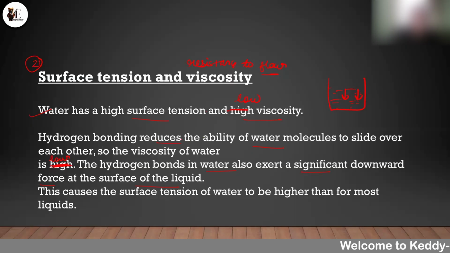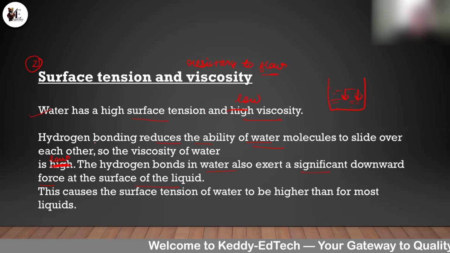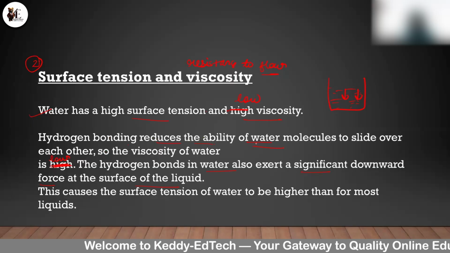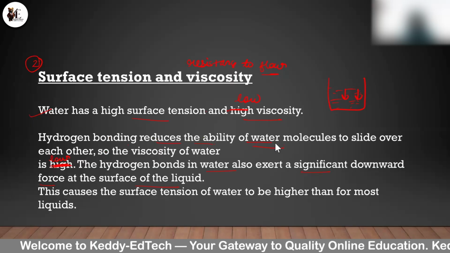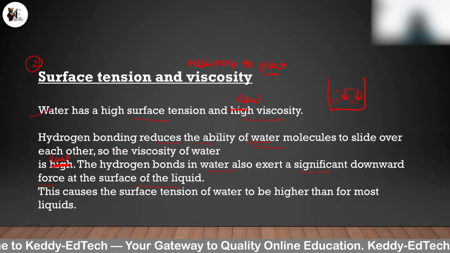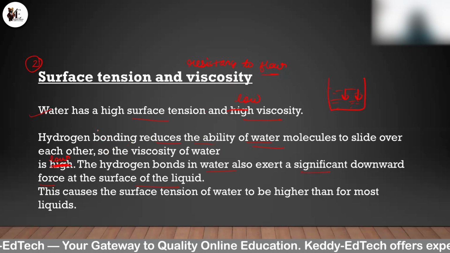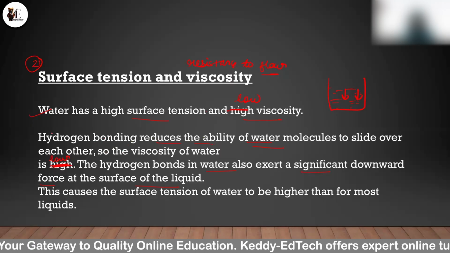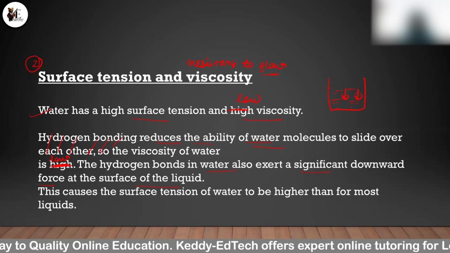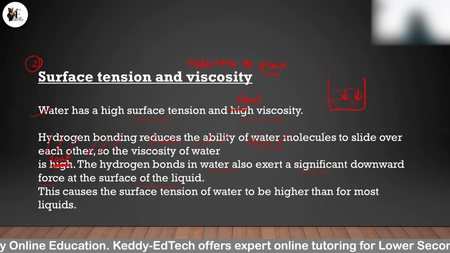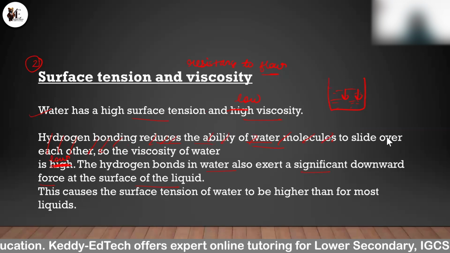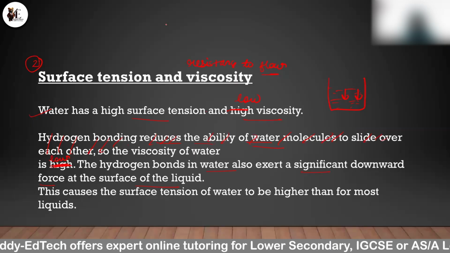Hydrogen bonding reduces the ability of water molecules to slide over each other, so the viscosity of water is low. Yes, they are contradicting each other. So don't write this line. Write down only: viscosity of water is low.